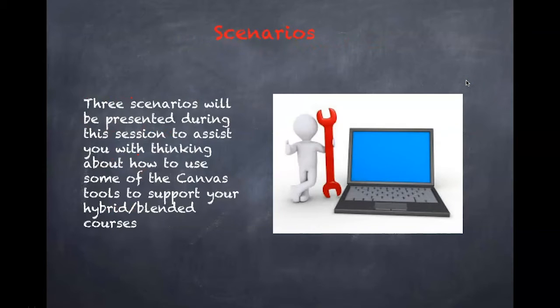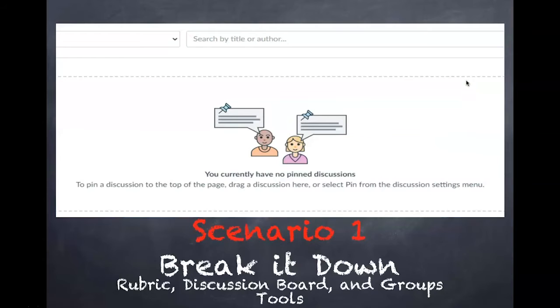3 scenarios will be presented to you during this session to assist you with thinking about how to use some of the Canvas tools to support your hybrid blended courses. Scenario 1 is called Break It Down. In this scenario, you will learn how to create a Canvas rubric, discussion board, and a group.